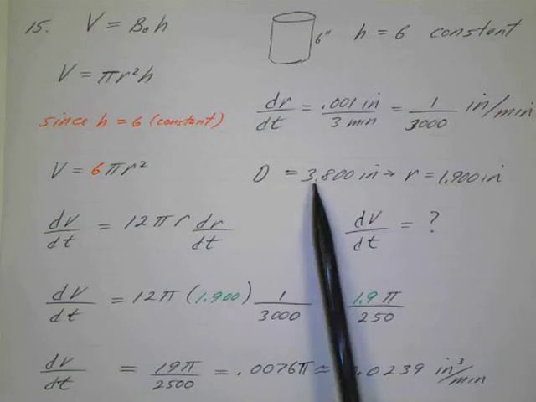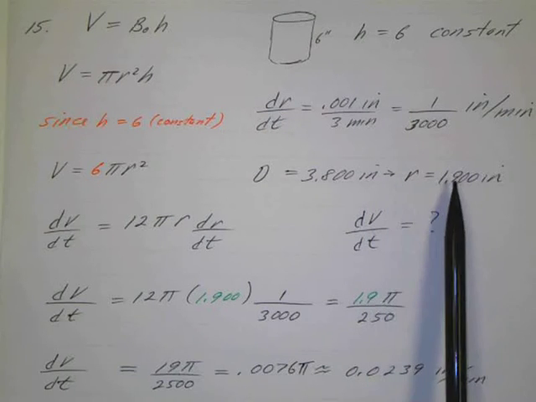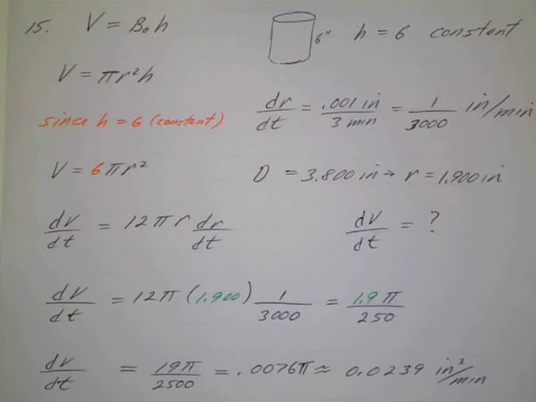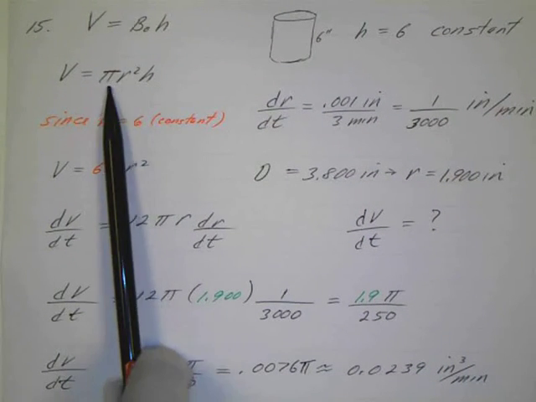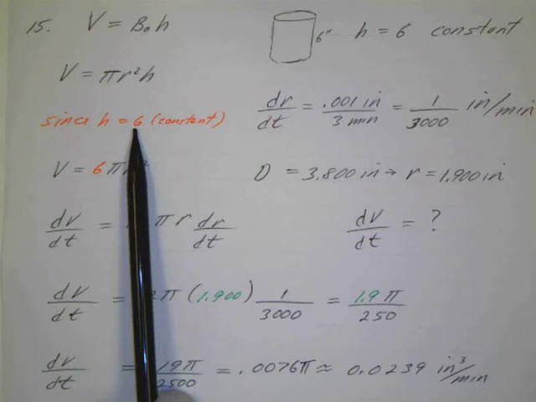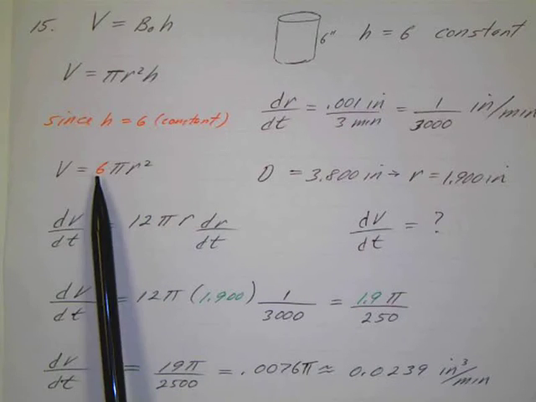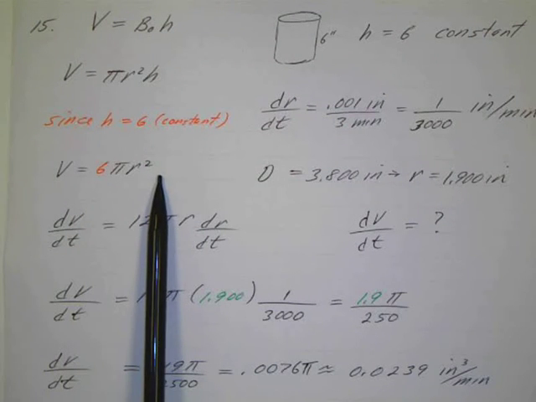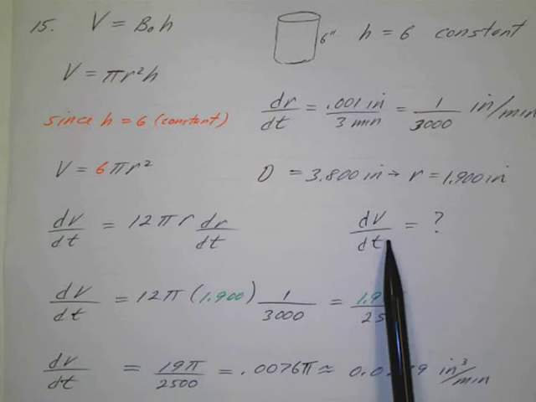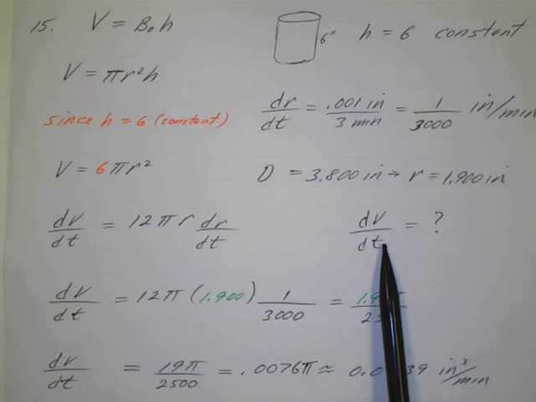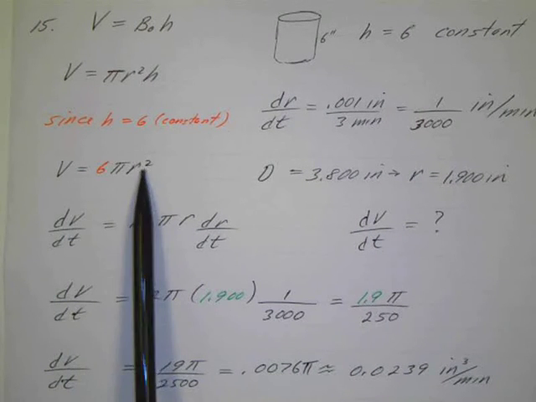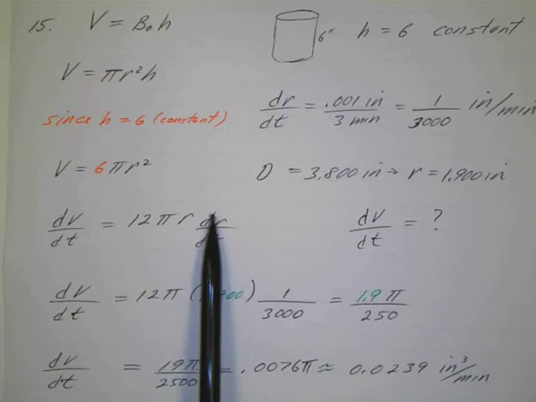Now my diameter is 3.8 inches, so my radius will be half that, 1.9 inches. I'm going to use radius because my volume is pi r squared h. Now since h is constant, that's always going to be 6. I can just put that 6 here, and there's my volume formula. So if I take the derivative to find out what dV/dt is, I get 12 pi r dr/dt.